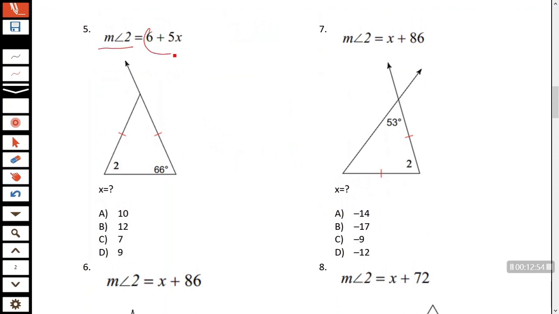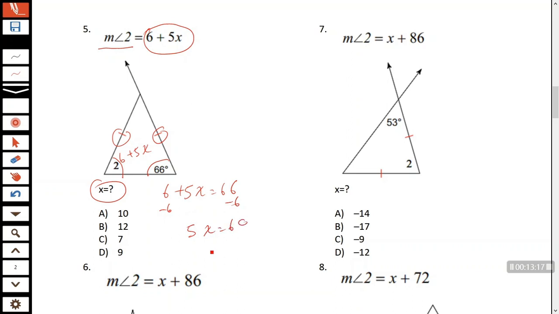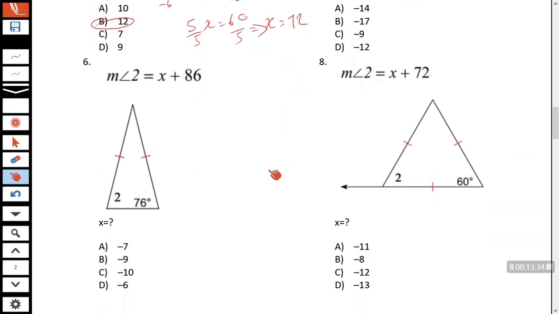Okay. Another type of question. There's a measure of angle 2, it equals 6 plus 5x. So this angle equals 6 plus 5x. Because of the isosceles triangle, I can say that it's congruent with 66. So 6 plus 5x equals 66. The question is asking about the value of x. So minus 6 minus 6: 5x equals 60, divided by 5, divided by 5. x equals 12. 60 divided by 5 is 12.